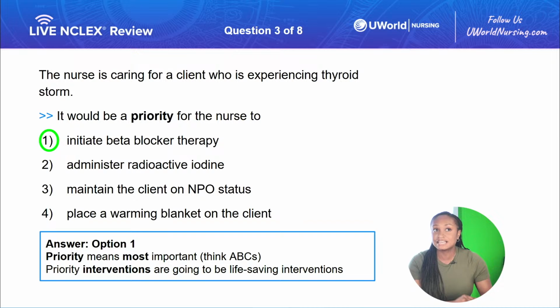Option 3, maintain the client on NPO status. This is the exact opposite of what we would want to do. We would want to actually give them food because that energy demand is very high because they're overstimulated and overreacting. So we need to give them food to keep that energy demand fed. And then option 4, place a warming blanket on the client. Again, the exact opposite. We want to do cooling measures, so cooling blanket and cool fluids instead of warm.